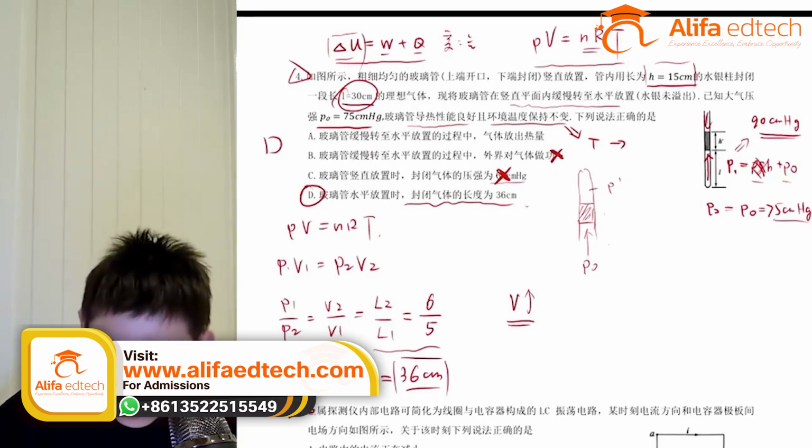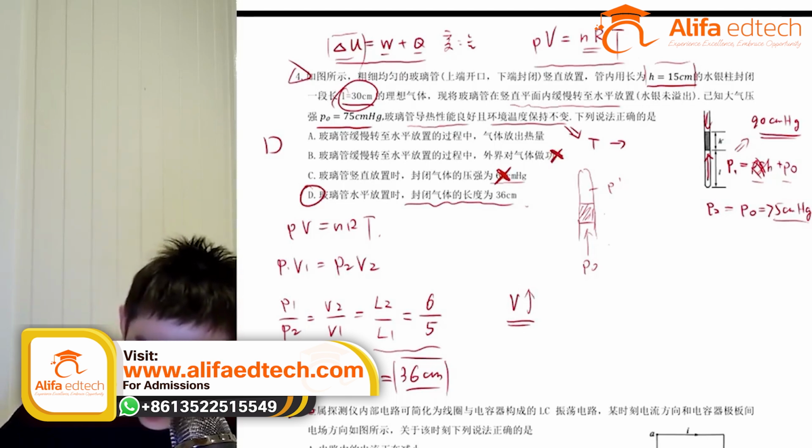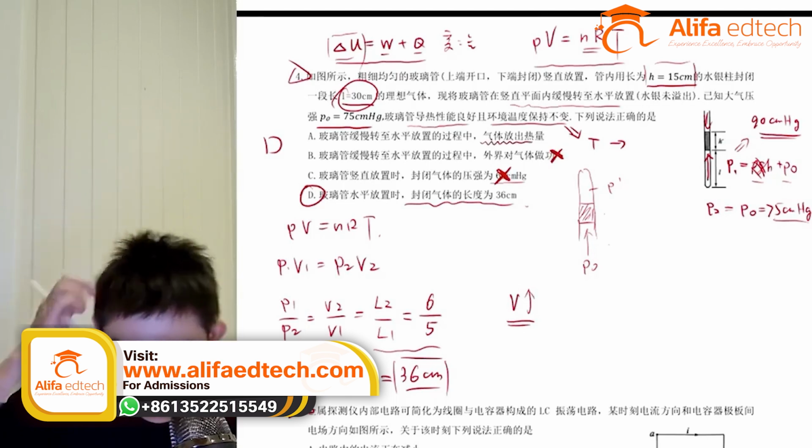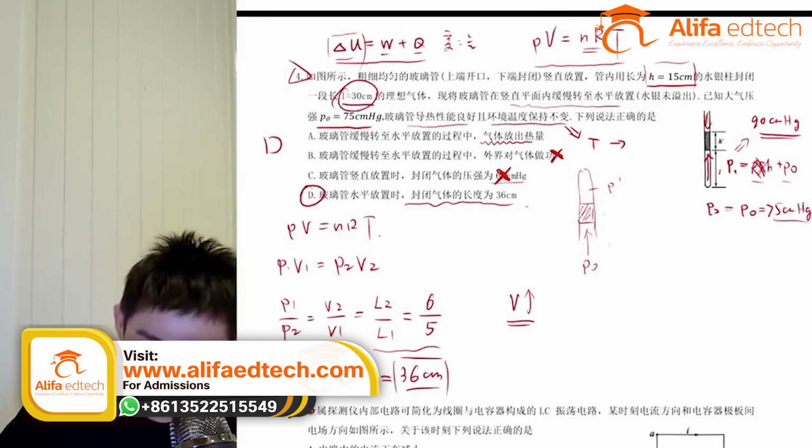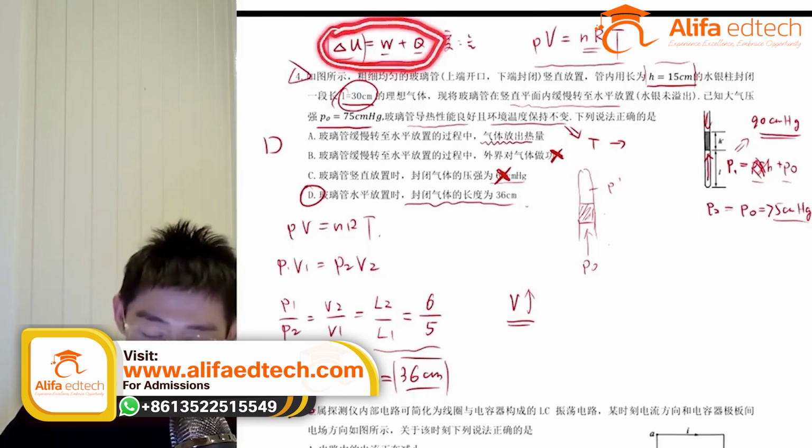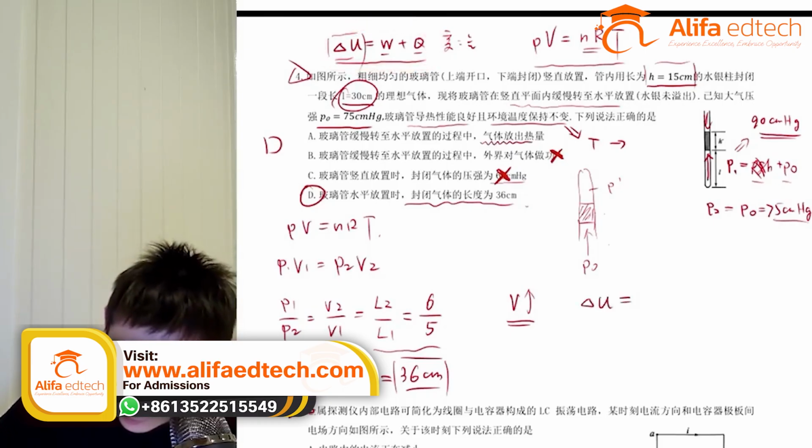Now, let's look at option A. Whenever you're studying whether a gas releases heat or not, you must use this equation. Don't just rely on your intuition. Your brain isn't that reliable. Delta U equals W plus Q. First of all, since the temperature doesn't change in this problem, delta U is 0.